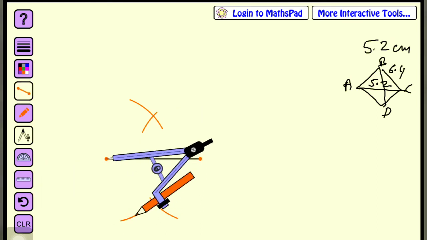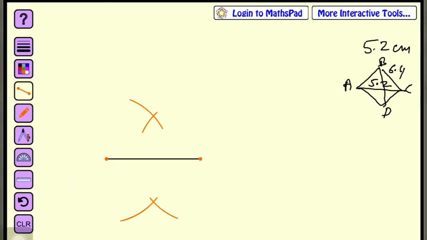Okay, this is what the intersection of the two arcs is. Now we will join these 2 points of intersection, and definitely on this line only we will be able to mark the points B and D.